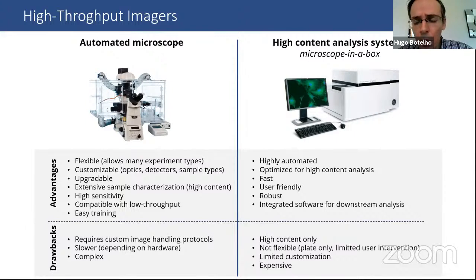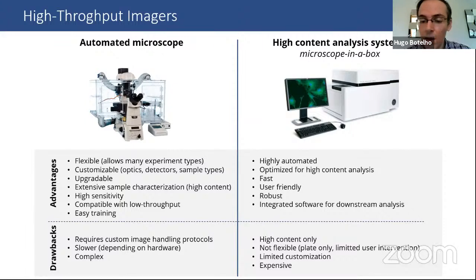alternatives, but for dedicated high throughput imaging, you can get these high content analysis systems, which I call the microscopes in a box. So you can imagine that this box is actually a wide field microscope, but all of its components are placed inside the box and are not accessible to the user, all of them being controlled by the computer.